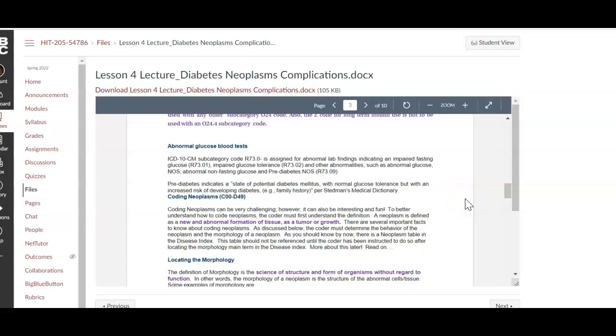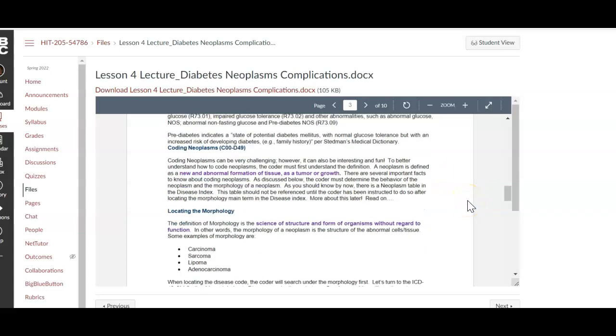Okay, so the next thing real quickly is our abnormal glucose test. You will see that they are R codes. Okay, at this point, just because you have an abnormal glucose does not mean you have diabetes. Okay, so let's move on to our neoplasm section.